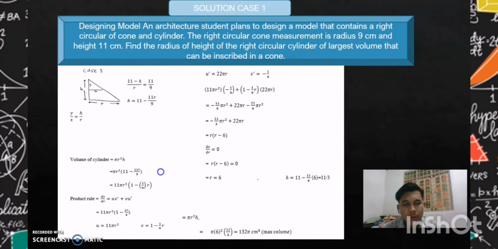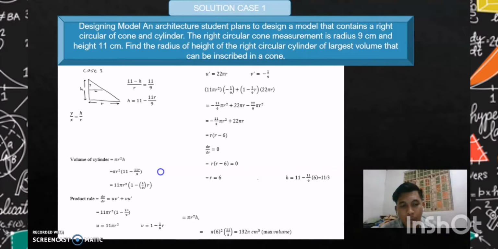So first we use the ratio concept that y over x equals h over r. So (11 minus h) over r equals 11 over 9. So we do the equation that h equals 11 minus 11r over 9. So we got the equation for h.